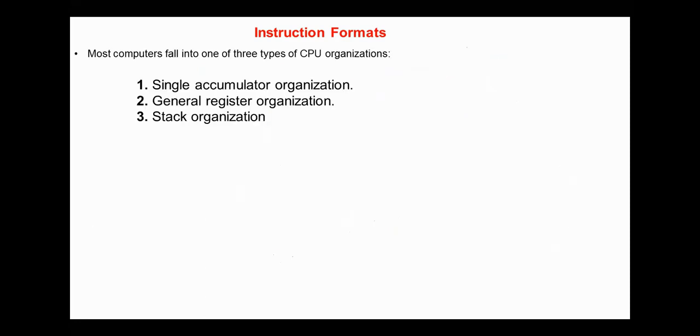Most computers fall into one of the three types of CPU organizations: single accumulator organization, general register organization, and stack organization. An example of single accumulator organization is the basic computer. The instruction format uses one address field. Again, add X. And as I mentioned, here the memory location addressed by X is added to the accumulator, and the result is stored in the accumulator.